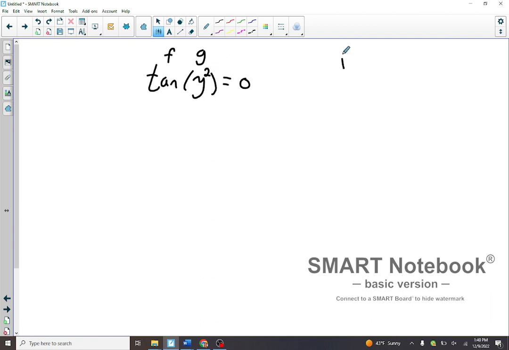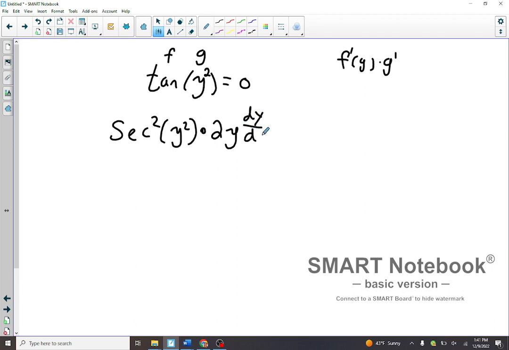Remember the chain rule is f prime of g times g prime. So here, I need the derivative of tan, that's secant squared. The inside stays untouched, so that stays y squared, times the derivative of y squared. Now the derivative of y squared, hopefully you realize now after doing it a couple times, is 2y times the derivative of y, dy dx. That equals the derivative of 0, which is 0.